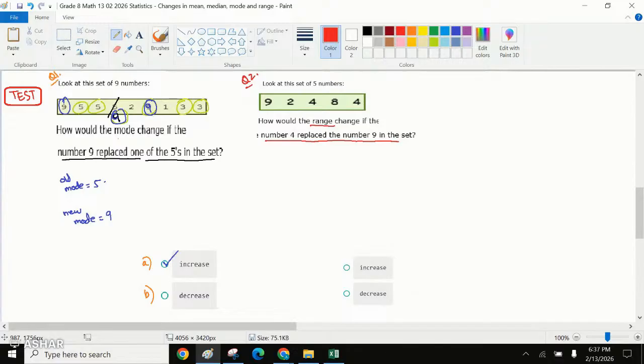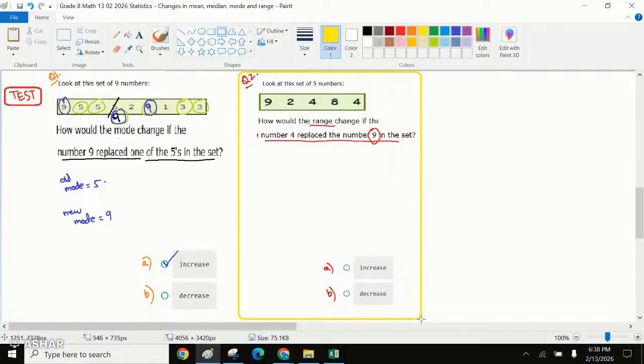See, range is affected when we change the maximum or the minimum number. Is 9 one of the maximum or the minimum numbers? Yes, 9 is the maximum number. So we are trying to change the maximum number. Is the maximum number replaced by a bigger number or a smaller number? The maximum number would be replaced by a smaller number. That means the range will reduce, right?